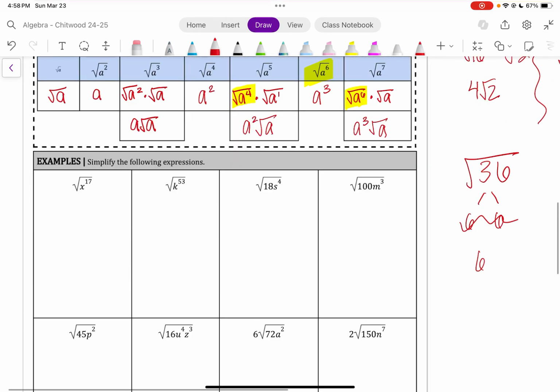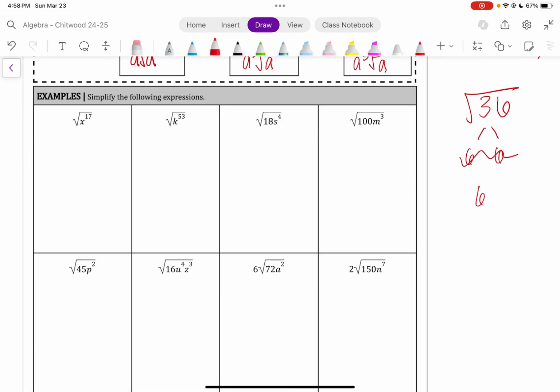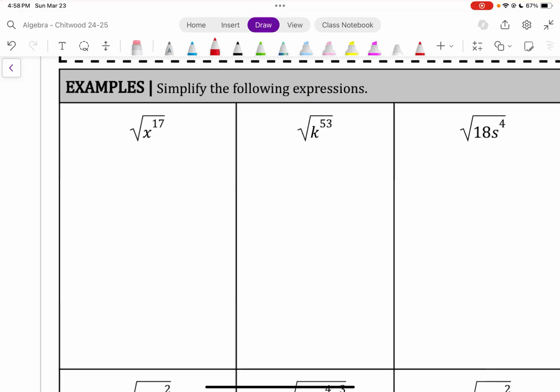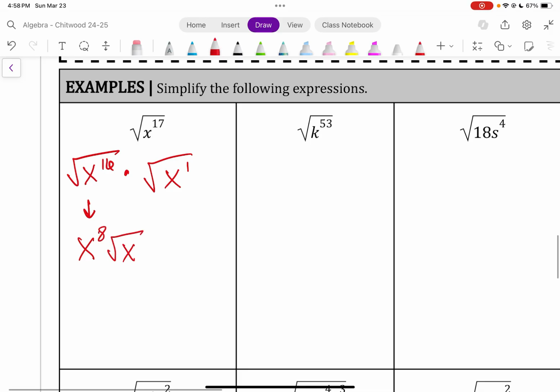All right, now we're going to do a few examples before my Apple Pencil dies. So, variable, remember, break it up into the greatest even number you can have. That is 16. That means I have x to the power of 16 times x to the power of 1. I can break up that x to the power of 16. Remember, you're just dividing by 2. And that gives me x to the power of 8 with the square root of x. This is my final answer.